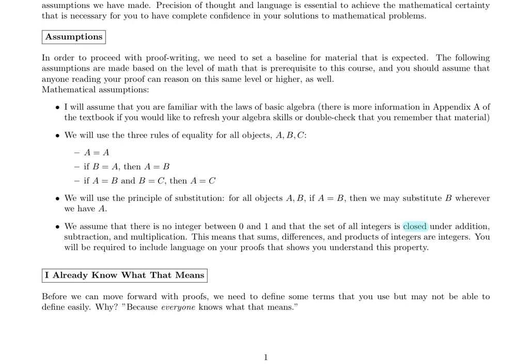So we're going to be using this language in our proofs. We're going to be saying, because integers are closed under addition, subtraction, and multiplication, or because rational numbers are closed under addition, subtraction, and multiplication. Those sorts of things. So you're going to be required to use that kind of language in your proofs to show that you understand this property.